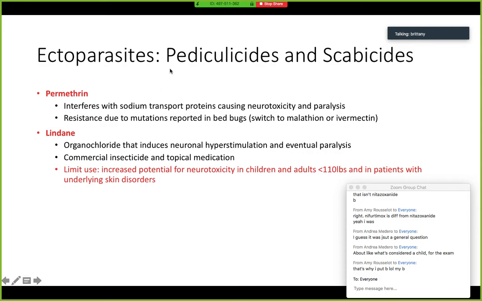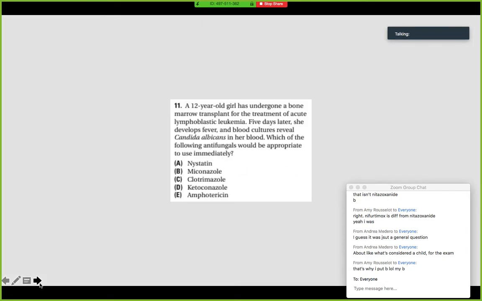Okay, yeah, and if you get a stem about head lice or scabies, you're looking at permethrin or lindane. Okay, so let's get to the questions. A 12-year-old girl has undergone.